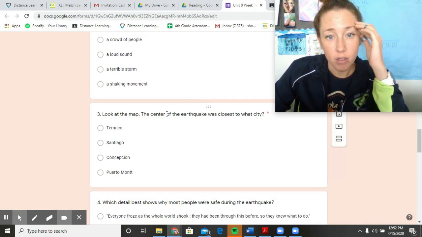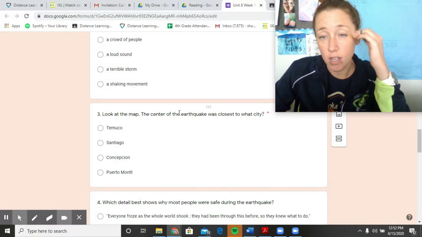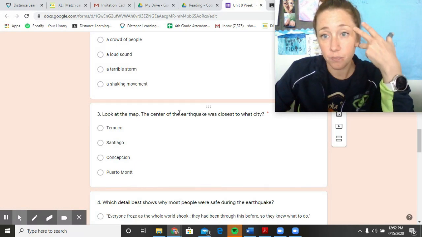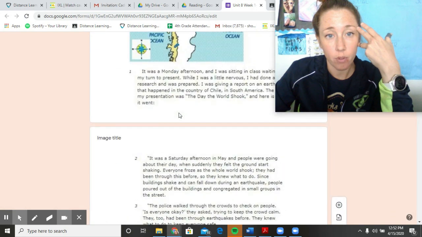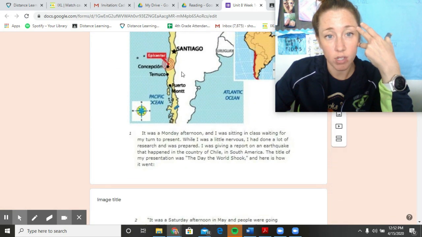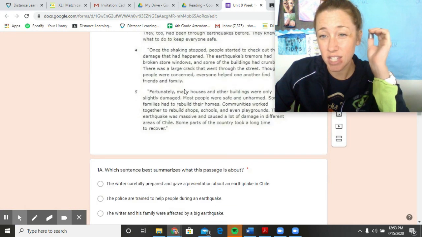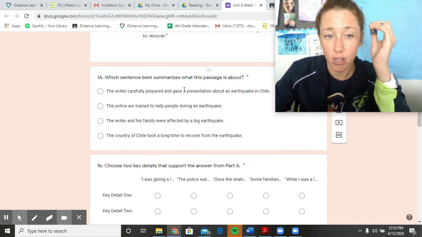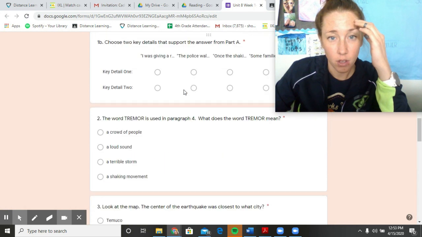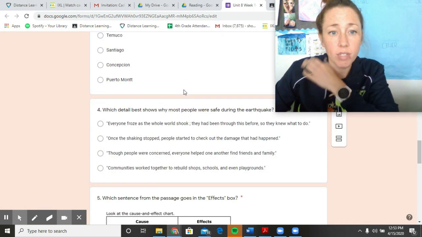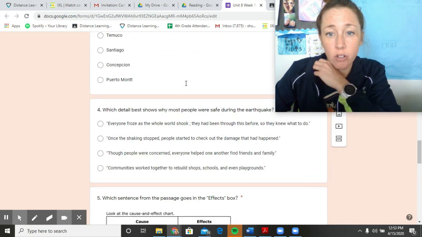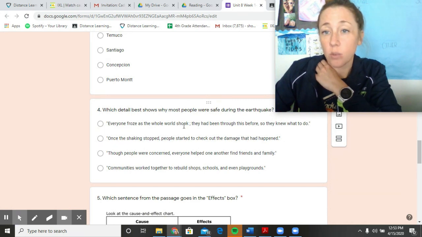Look at the map. The center of the earthquake was closest to what city? And we've used a lot of text features this week, especially. So I'm going to go look at the map. Center, what city is it close to? It doesn't matter if you can spell it or say it or sound it out or not. Just match it up. What detail best shows when most people were safe during the earthquake? So you're going to look and see why were they safe? Which one makes the most sense?